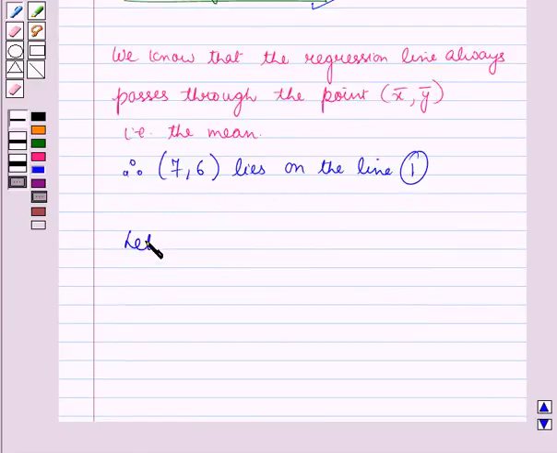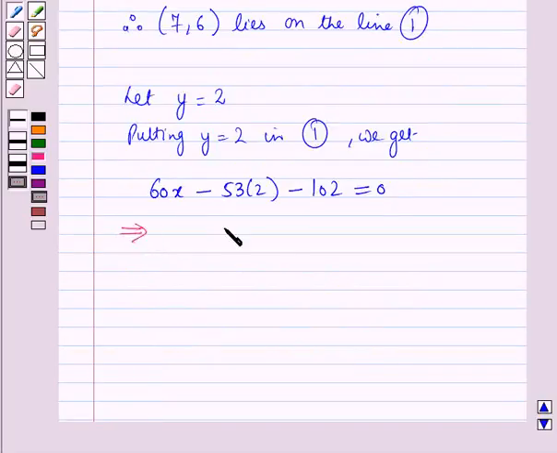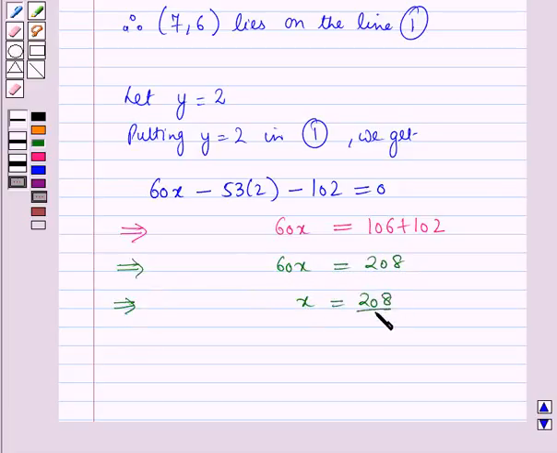So let us take y is equal to 2, then put in y is equal to 2 in equation 1, we get 60x minus 53 into 2 minus 102 is equal to 0, which implies 60x is equal to 106 plus 102. This further implies 60x is equal to 208, which gives x is equal to 208 by 60.